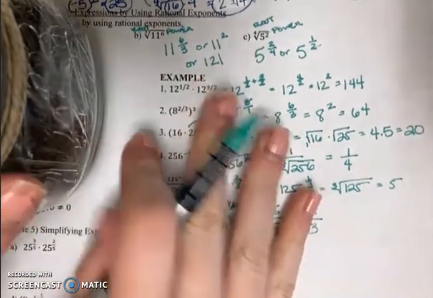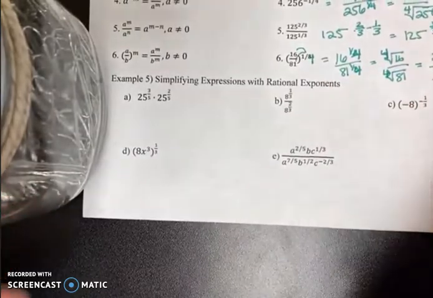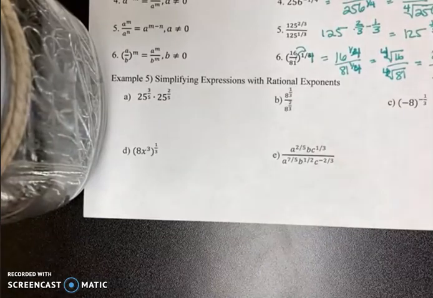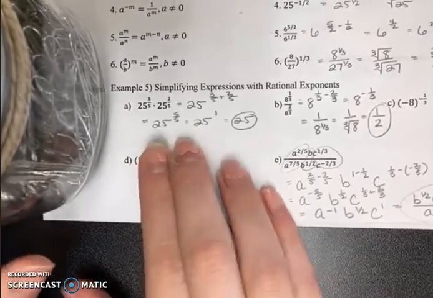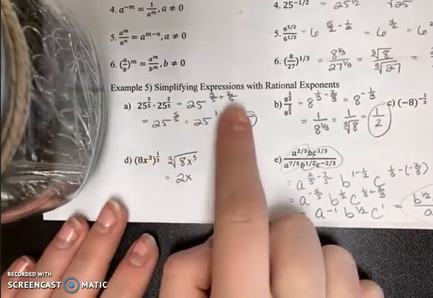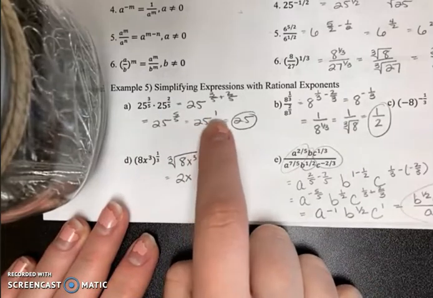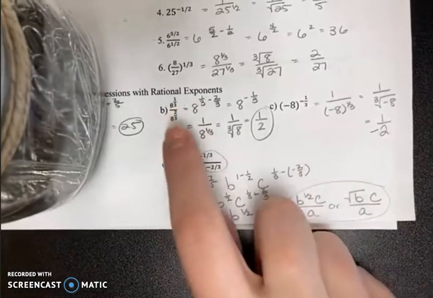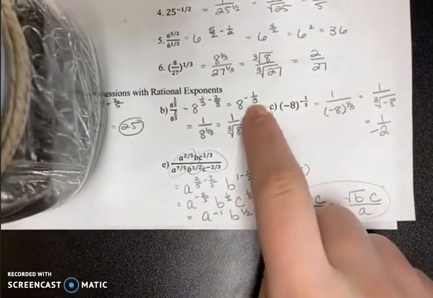Why don't you pause the video and try example 5, since you've seen this twice now, and we'll see how you do here in a minute. For 5a, I added the exponents, which gave me 5/5, or 1, so 25 to the first power is 25. B, I subtracted the exponents, which gave me a negative 1/3 power.